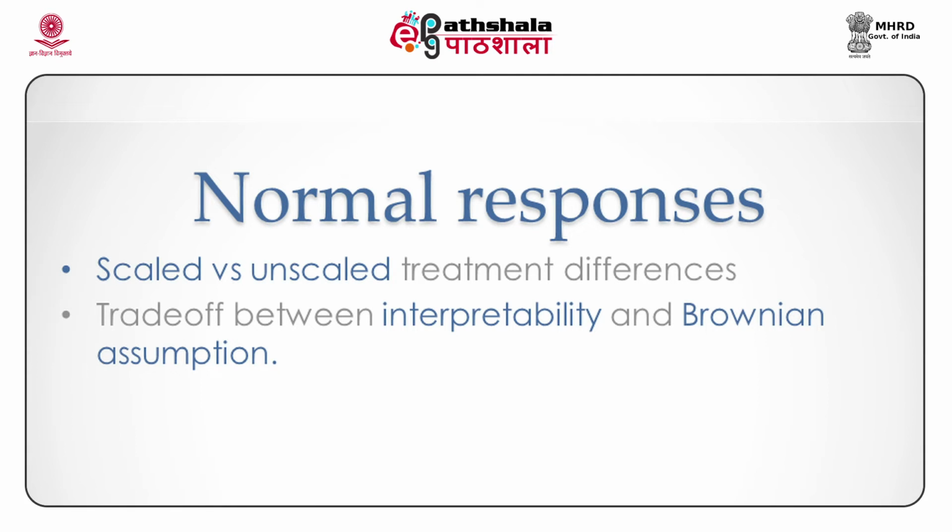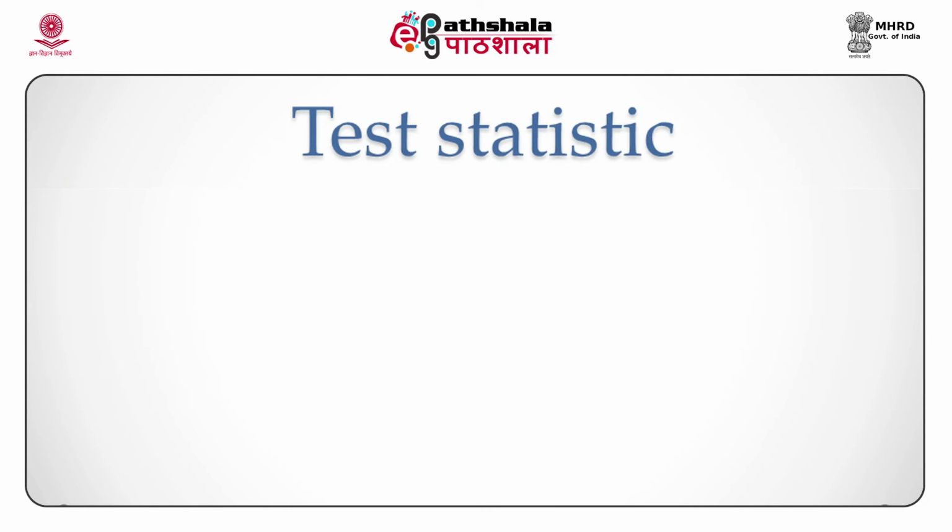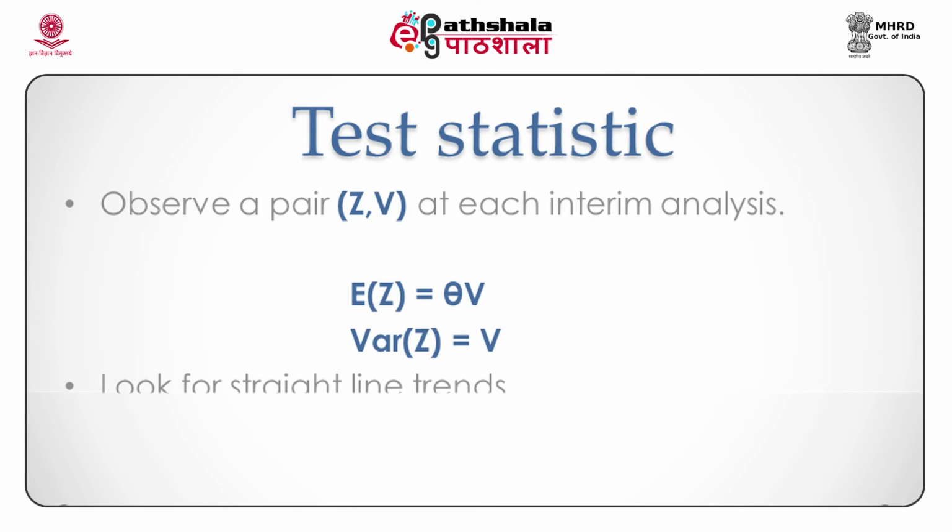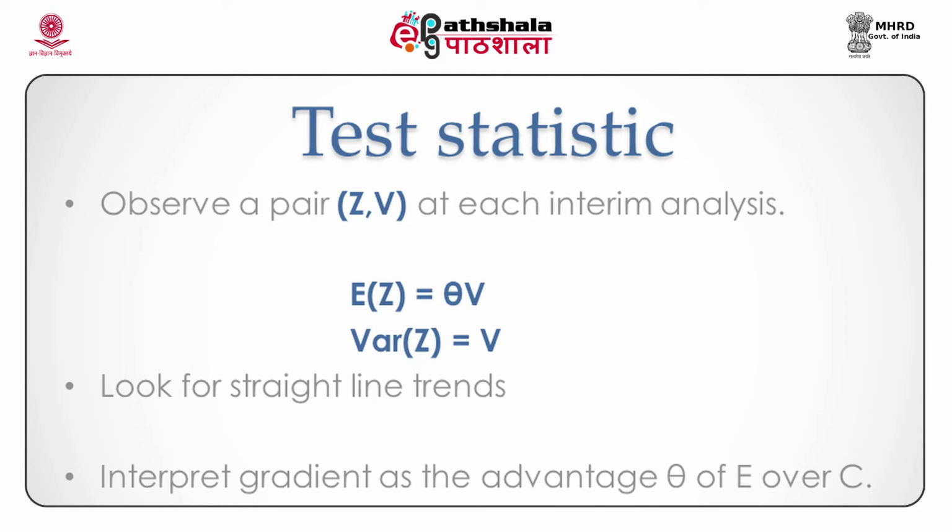Obviously, there is a trade-off between the two in terms of the interpretability. The scale differences are harder to interpret. However, the distribution of the scale differences is more closely approximated by Brownian motion theory. Moving on to the test statistic, we shall assume that we have a series of interim analyses. At each interim analysis, we shall calculate a statistic Z, which denotes the advantage of E over C as has been calculated by the sample up to this interim analysis, and another statistic V, which represents the sample information about theta which is currently available at the particular interim analysis.